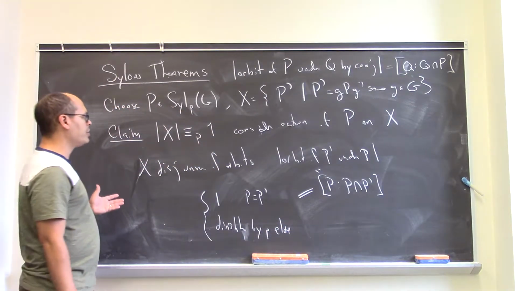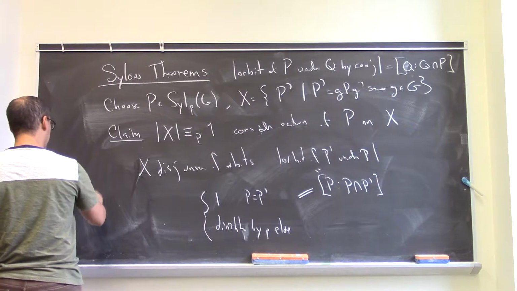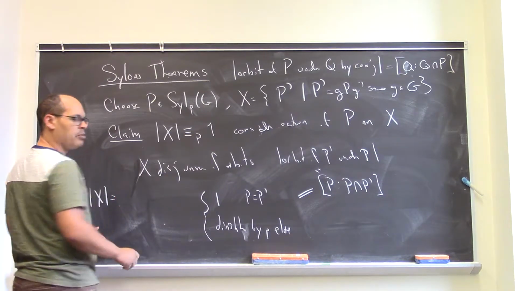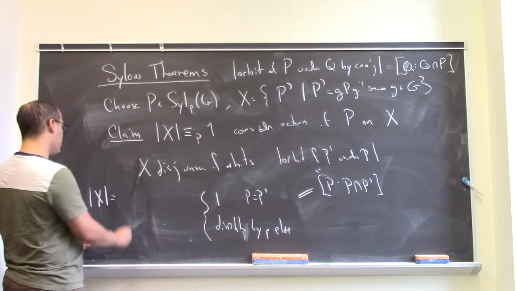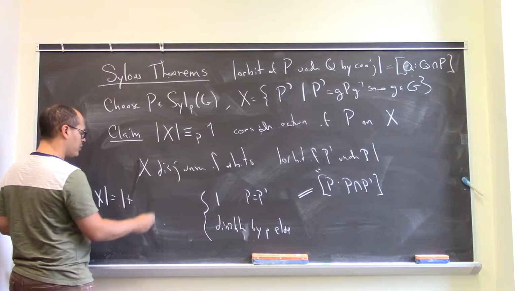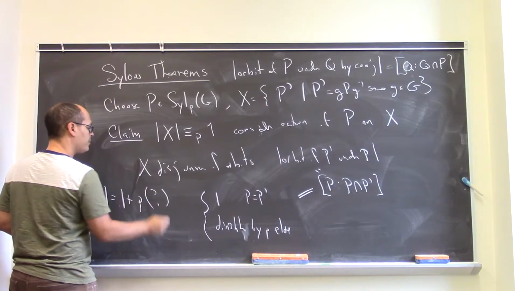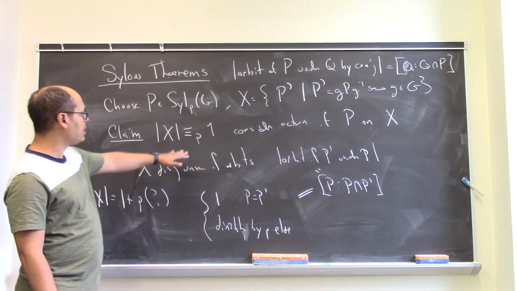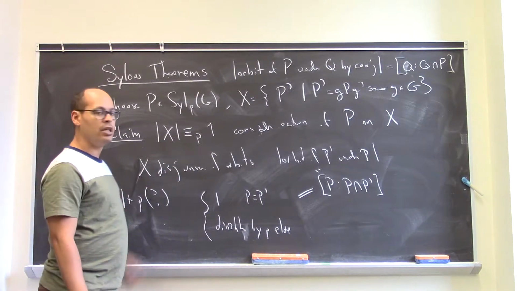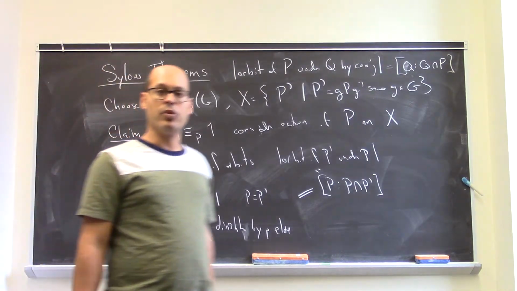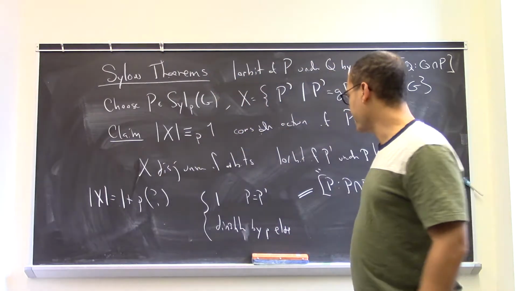Now, X is a disjoint union of orbits, and so that says that the size of X is the sum of the sizes of the orbits. One of them is size 1, and the rest are divisible by p. And so that immediately tells us that this claim is true. The number of things in X is congruent to 1 mod p.